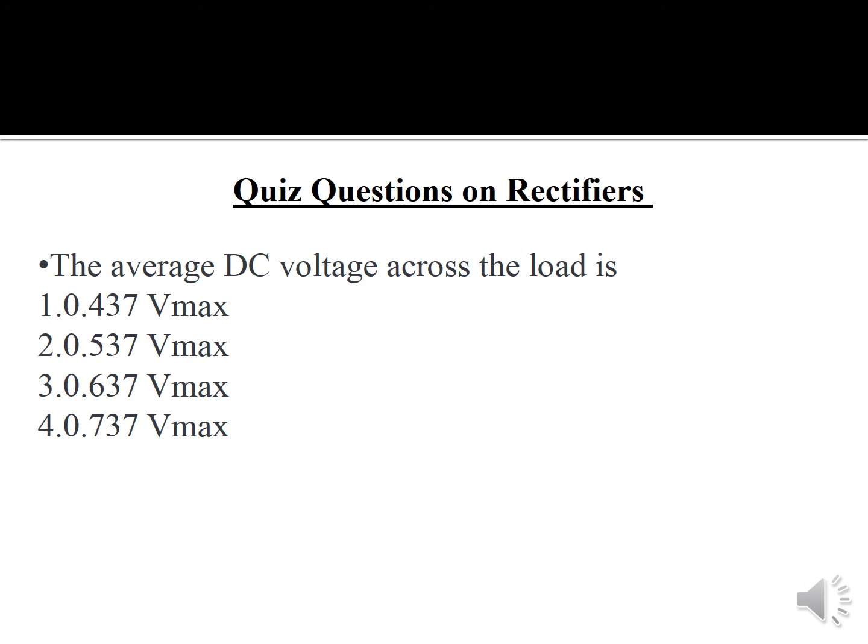Quick question on rectifiers: the average DC voltage across the load is 0.43 Vmax, 0.53 Vmax, 0.63 Vmax, or 0.73 Vmax?